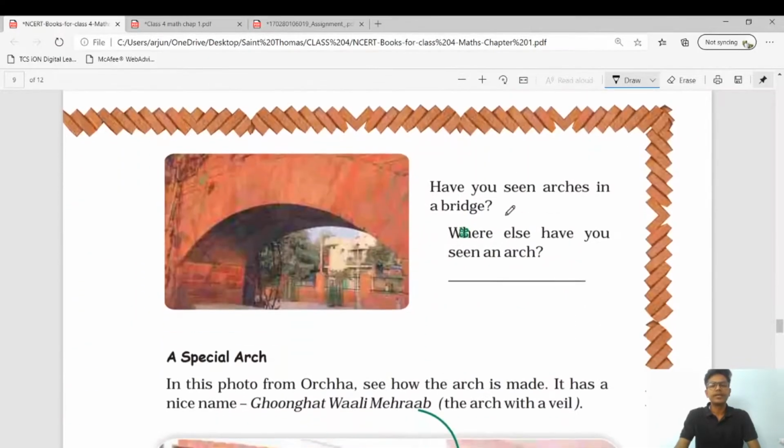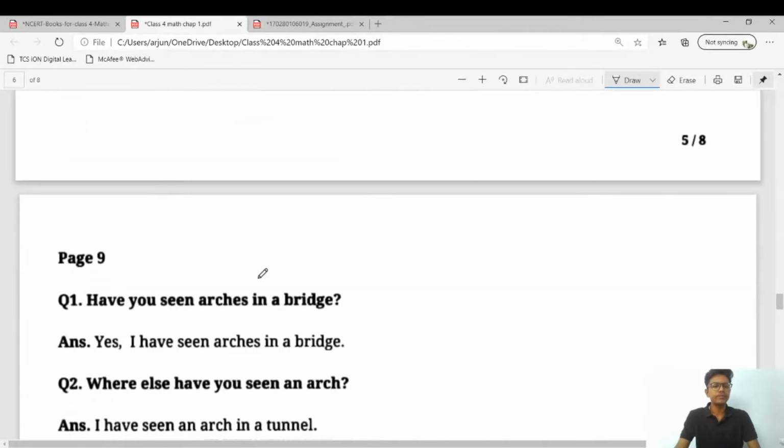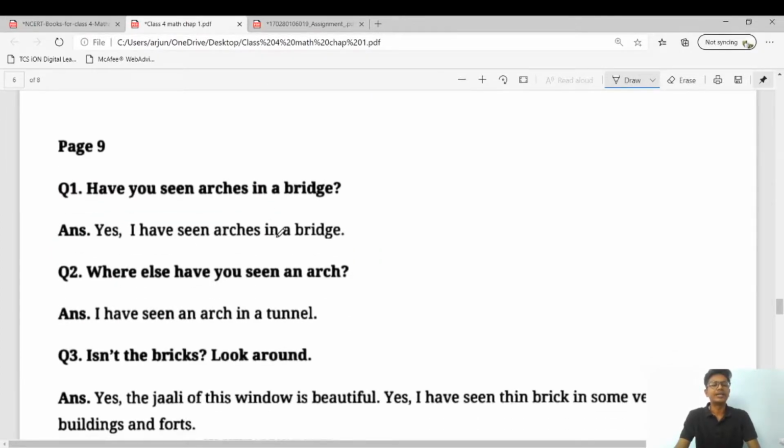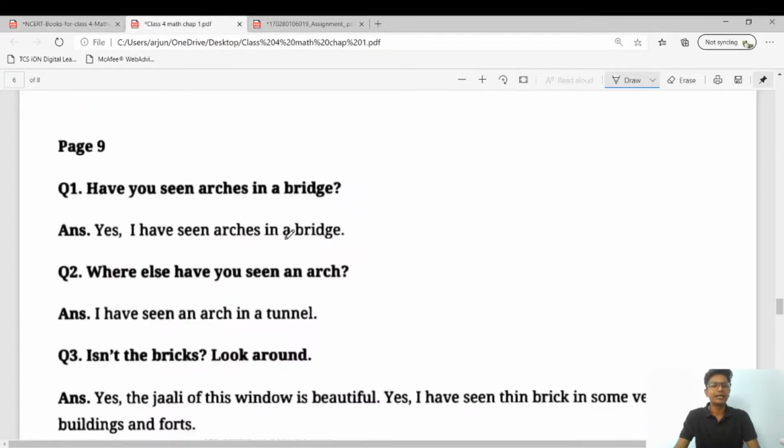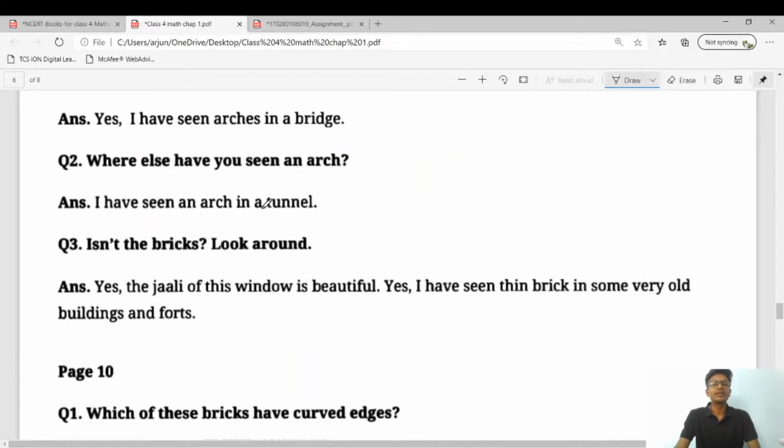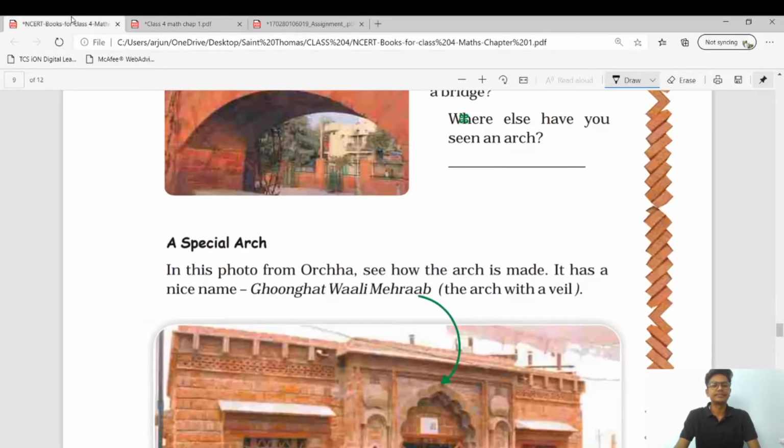Have you seen arcs in bridges? Yes, I have seen an arc in a bridge. Where else have you seen an arc? I have seen an arc in a tunnel. When you pass through a tunnel, you will see arcs made at the entrance and at the exit.